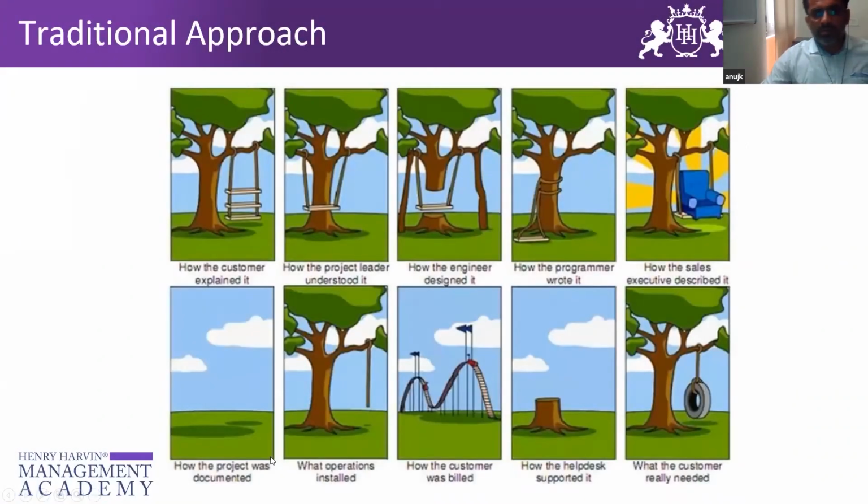The traditional approach was this: how the customer used to explain it, how the various teams interacting with the customer used to understand it, how an engineer sitting far back in our offices used to design it, and the architecture, how it is going to support the underlying platform, what we call architects, and how the programmer wrote it, and finally how the sales executive described it.